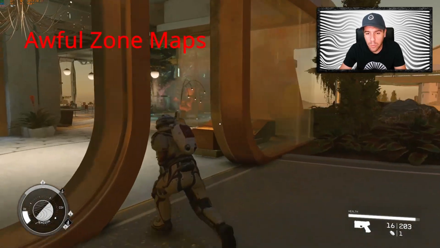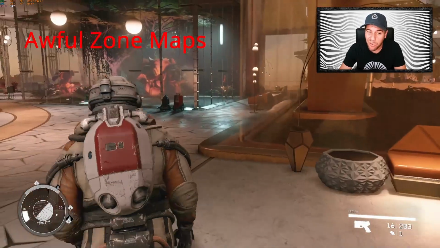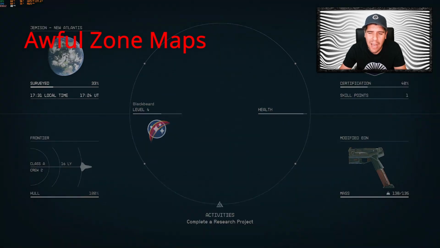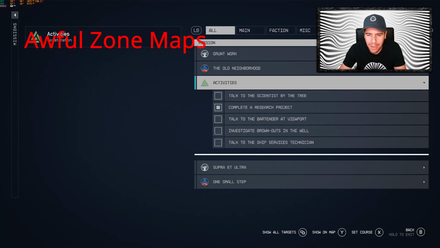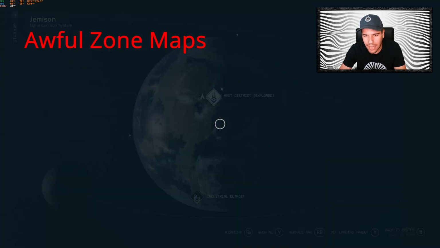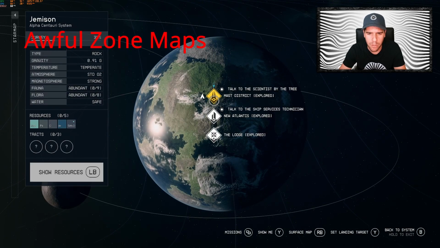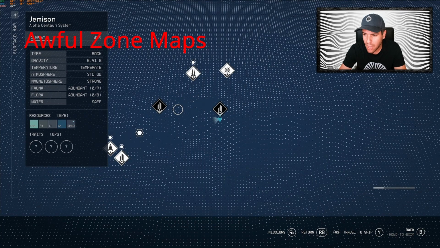Number 3, the zone maps are terrible. You get relatively minimal detail and it has almost no value. The first time really going through New Atlantis was a nightmare for someone like me who has a bad sense of direction. I couldn't figure my way around. I was looking for specific stores in order to sell specific merchandise and I just couldn't find them. The zone maps need a serious reworking.